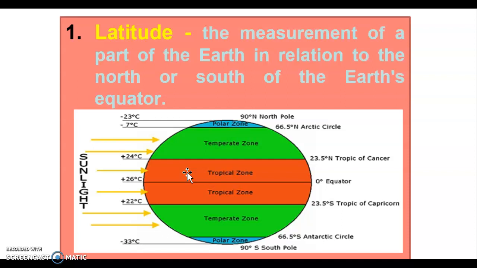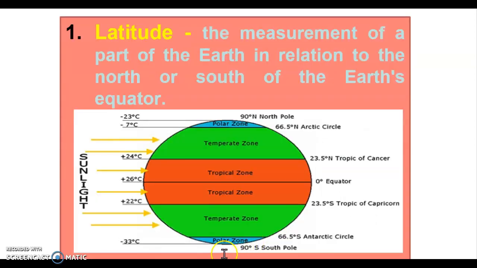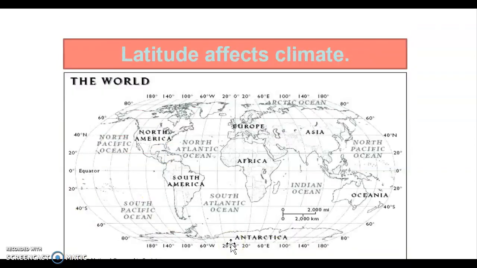And actually, right now in our country, we are experiencing a super typhoon or hurricane, just like the hurricane here in the United States. But if you look at this area here, Antarctica, Antarctica belongs to the polar zone. So if it's a polar zone, you will expect that the climate will be very cold.